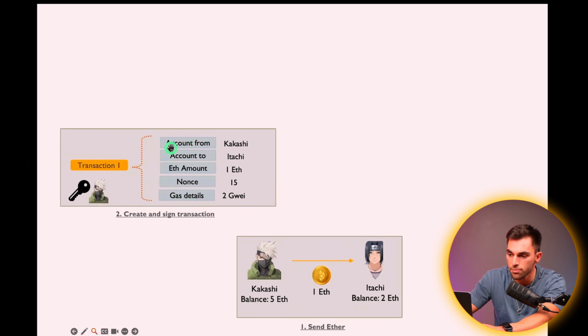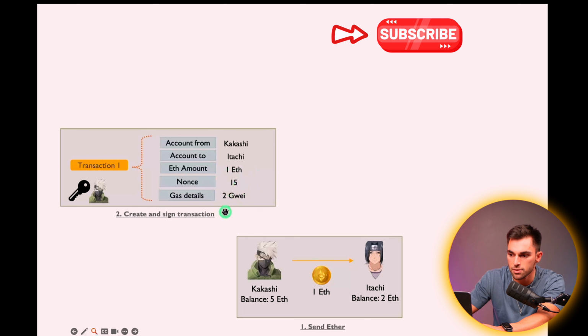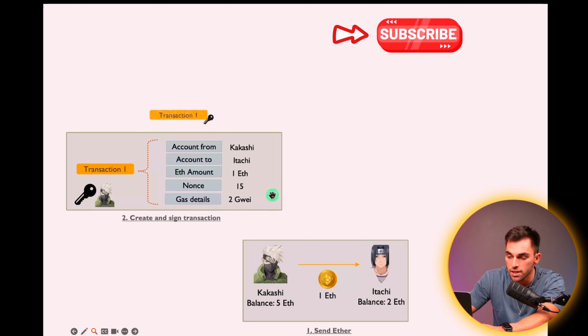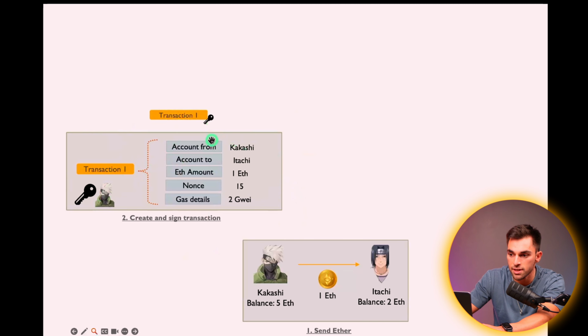So the account from, the account to, the Ethereum amount, which will be 1 ETH, the nonce, so let's say his account has transacted 15 times, and then gas details, so 2 Gwei. Kakashi will then sign the transaction with his private key. Now, in order for this to be a valid transaction, the account which is being deducted with Ethereum must sign the transaction with the private key.